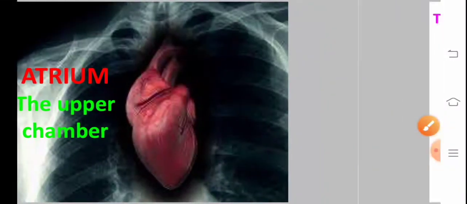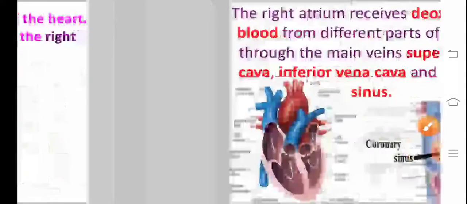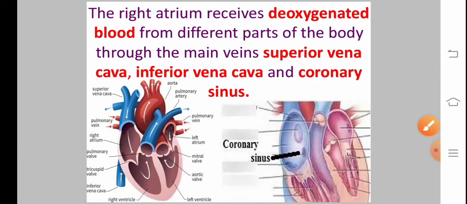Atrium, the upper chamber. The atria form the upper part of the heart. The left atrium is smaller than the right. This is the left atrium. This is smaller than the right atrium. The right atrium receives deoxygenated blood from different parts of the body through the main veins, from the superior vena cava and inferior vena cava.